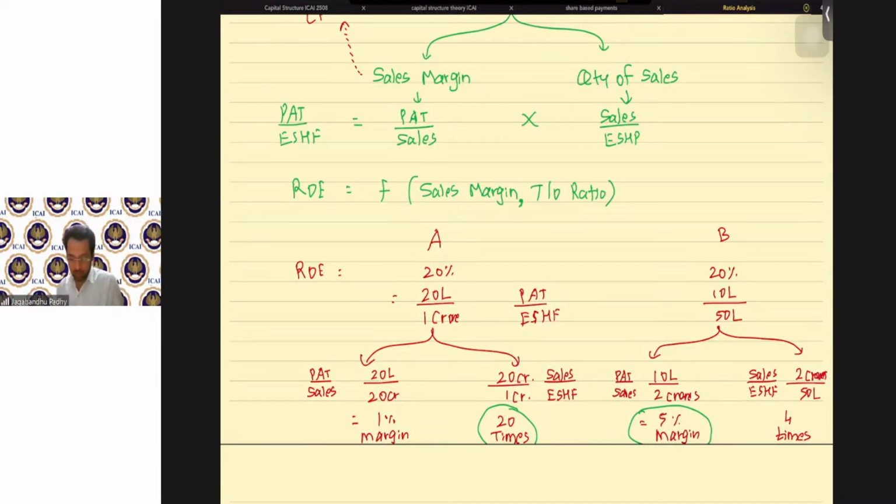By the way, these sales figures are what I have assumed to be my numbers. To make it a 1%, that's 20 lakh upon 20 crore, and for this it was 20 crore upon 1 crore, which should make up this 20%. So these were not calculated numbers, but given numbers.